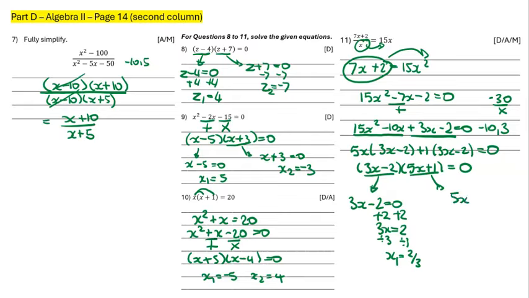I can now repeat the same for my second bracket. So that's 5x plus 1 equals 0. I can do minus 1s. So 5x equals minus 1. I can now do my divide by 5. So that means x is equal to negative 1 over 5. And I'll just write a little 2 there because that was my second answer of x.